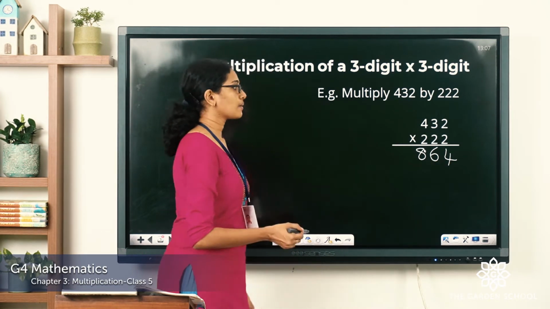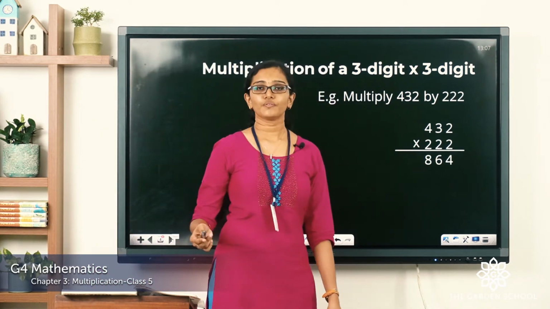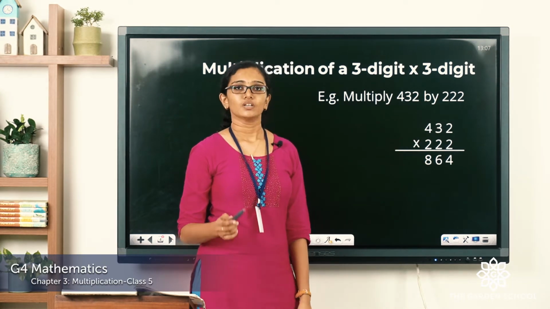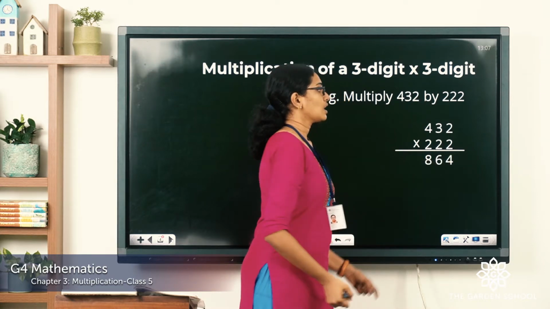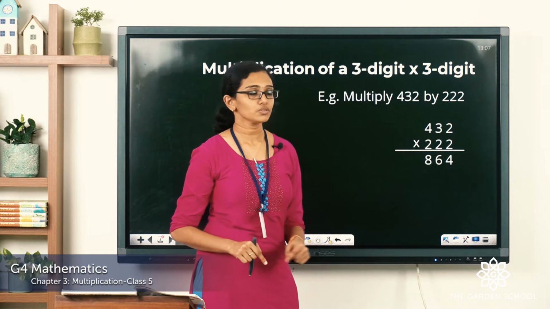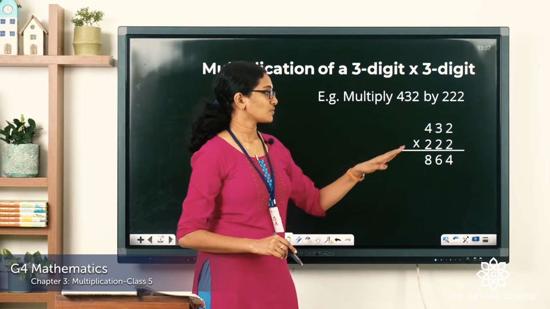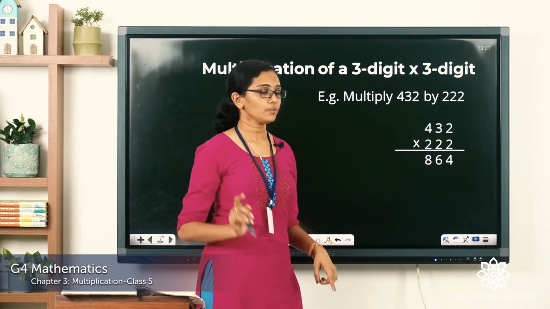Our next step is to multiply the tens digit of the multiplier with each digit of the multiplicand. Let's see how we can do that. Now 2 tens into 2. When we multiply, we are actually multiplying the place values of the multiplier with each digit of the multiplicand. So for the ease of multiplication, let's do 2 into 2 now.